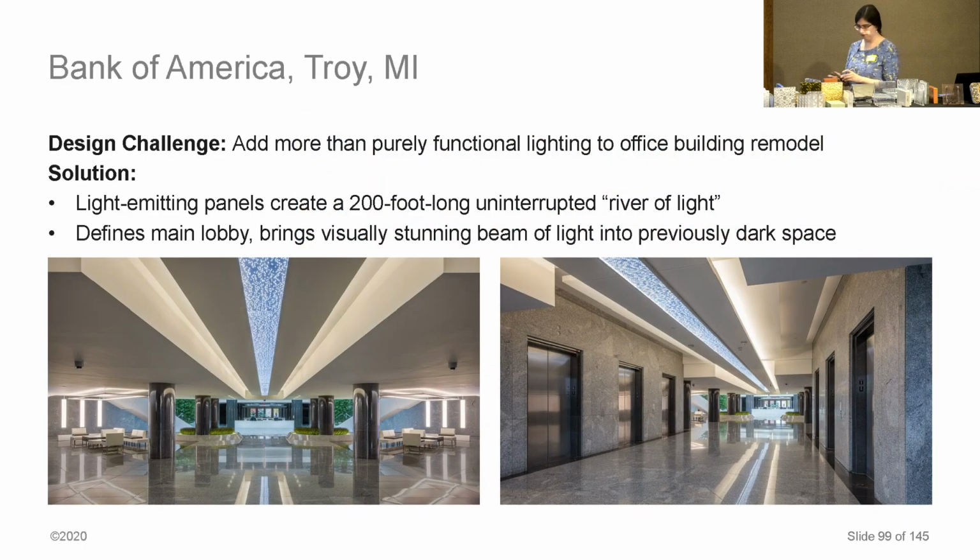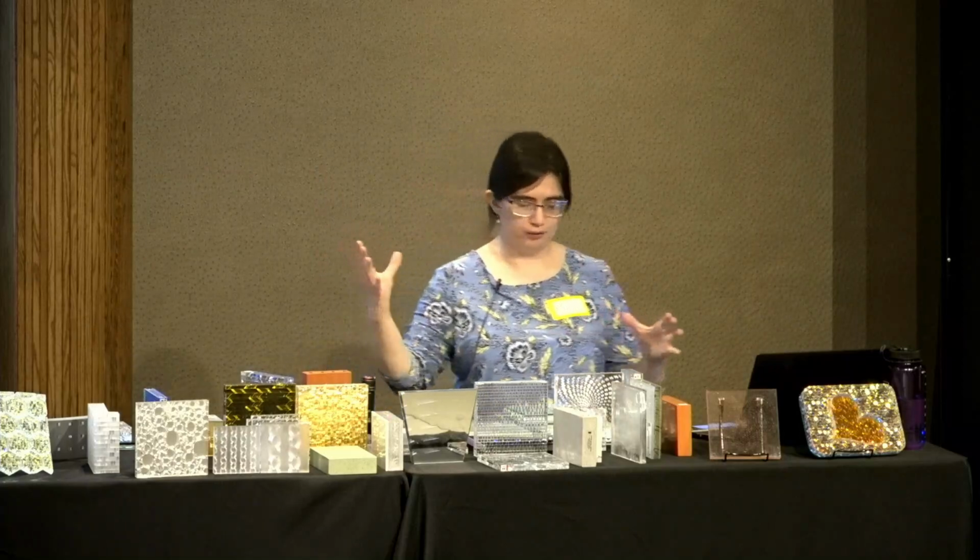Bank of America, this is right nearby. So they wanted to have the idea of light as well, but this one, they were using it in a little bit of a different way. This is using edge-lit light emitting panels up across the ceiling to create kind of the idea of a river of light inside. And that is through the entire big, long lobby space. So it also brings a little bit more light into the area as well. And then the lighting itself is, I believe, concealed within that sort of soffit. So it's kind of appearing from nowhere.